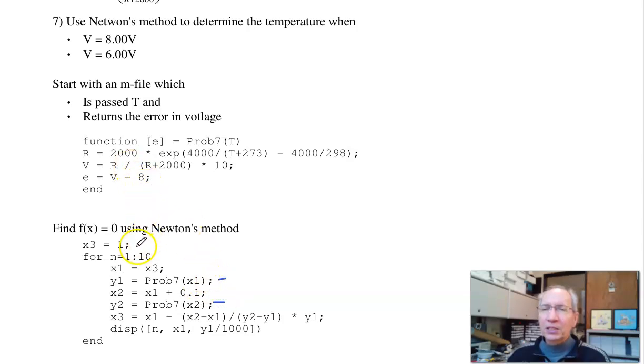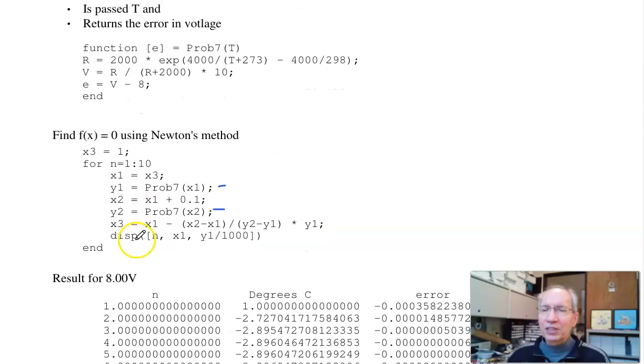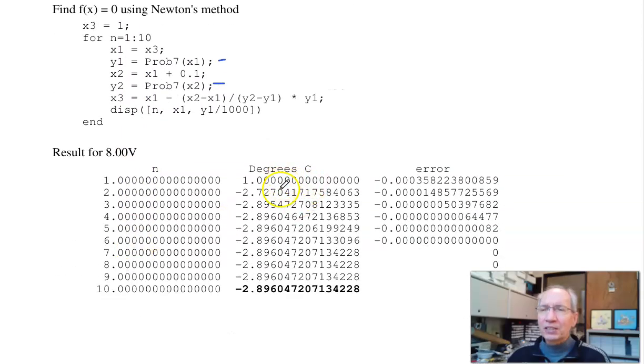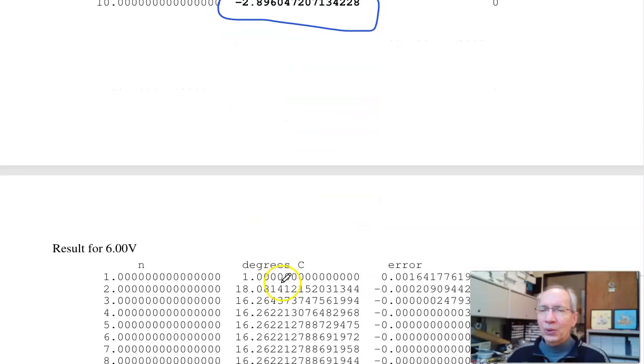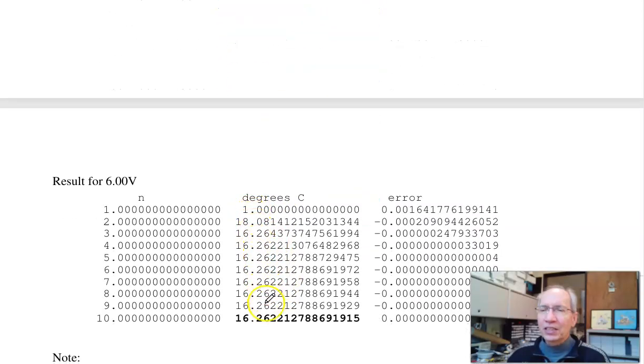Now, use Newton's method, just change these two lines of code, to try to drive this one to 0. If my first guess is 1 degree Celsius is 8 volts, it'll iterate. There's my first guess, second guess, third guess. It says actually the temperature is minus 2.89600472. Or at 6 volts, it's actually 16.2622127.